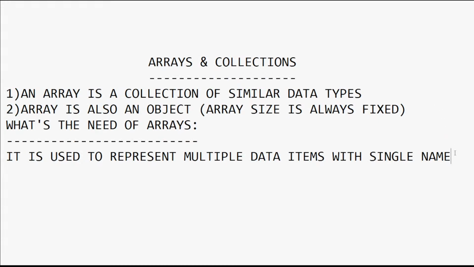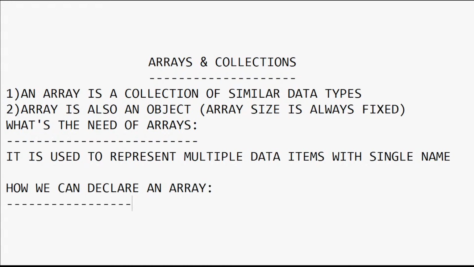So how can we declare an array? What is the syntax here? The first one is int a. What is another data type? String a. Then what is the next one here? Float. Float is also a data type.